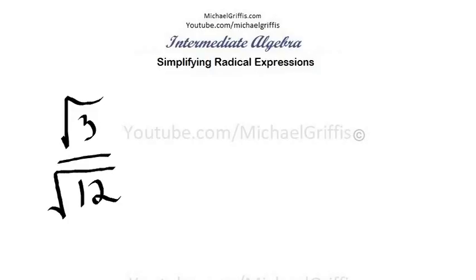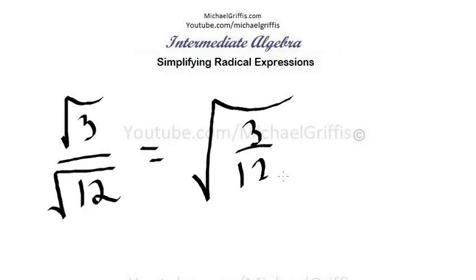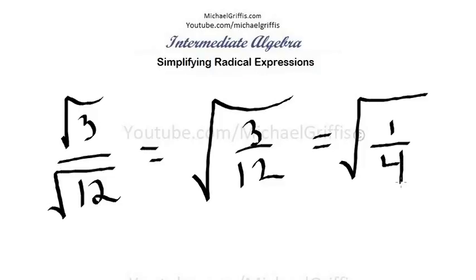Simplifying radical expressions. We're looking at some examples. Say we have the square root of 3 over the square root of 12. We can rewrite this as the square root of 3 over 12. And then if you like, you can just go ahead and reduce. So 3 goes into 3 one time and into 12 4 times.